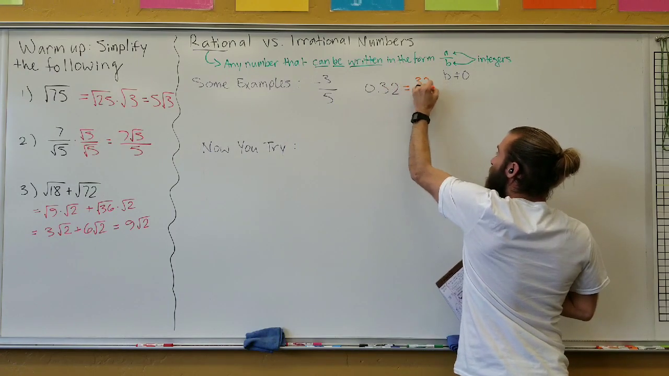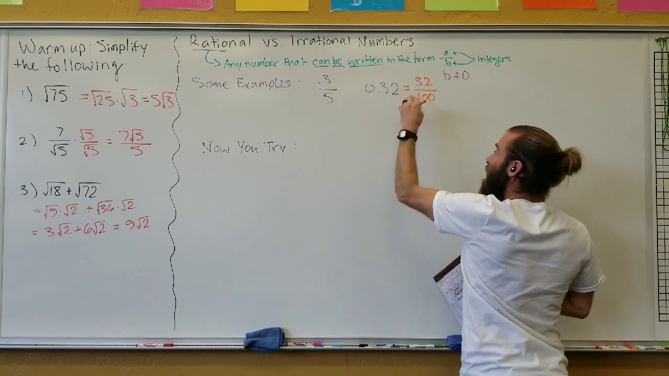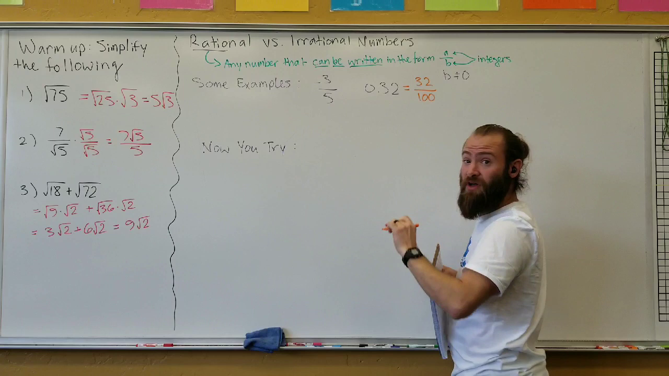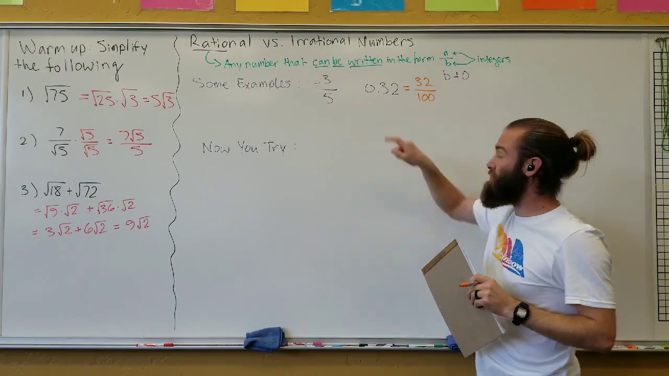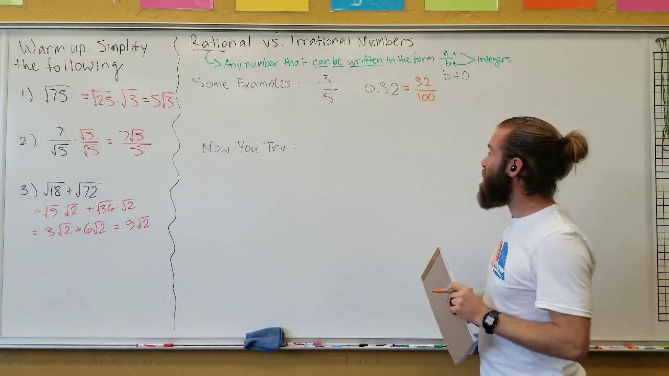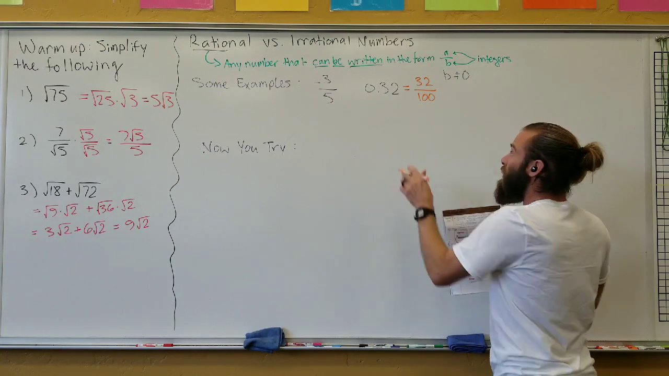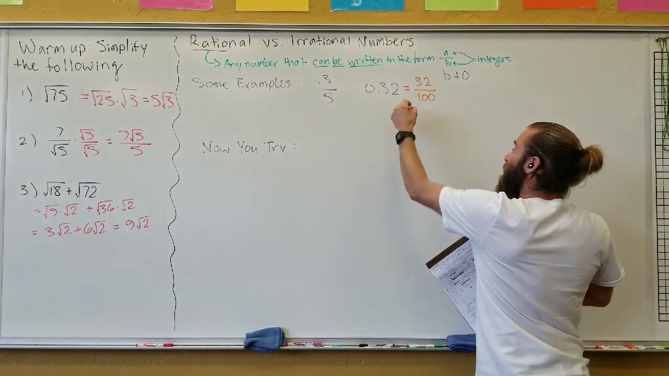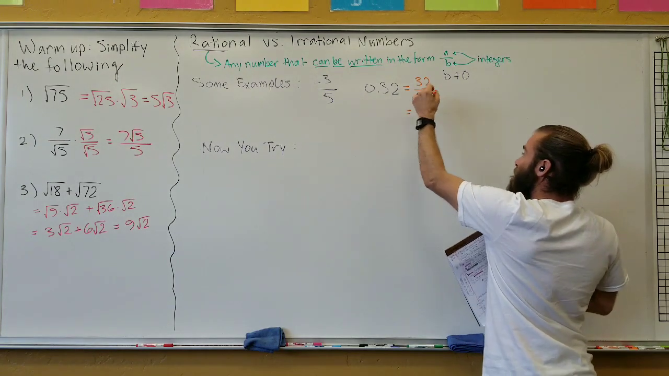0.32 is the same as 32 hundredths, right? This is in the hundredths position, which means it's out of 100. So 32 divided by 100 is the same as 0.32. Now, that is the most direct way of writing it. And guess what? That means it's rational. Of course, we could simplify, right?